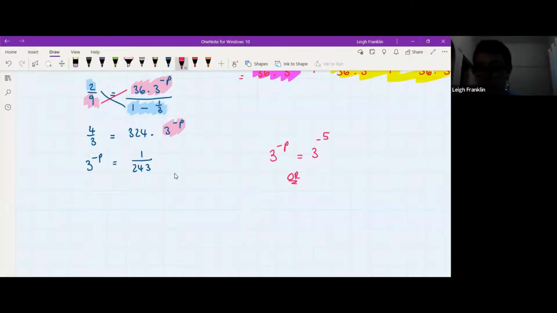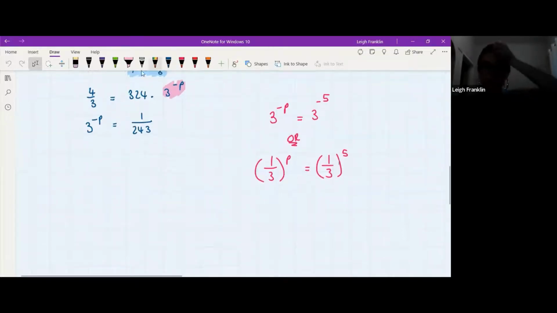Or your other option, there's nothing wrong with this either, is if you go 1/3 to the p, so now it would have a positive exponent, equals 1/3 to the power of 5. You could do that. Both of those would be acceptable in this situation. So we need to equate the bases so that we can equate the exponents. You must show that. It is a vital step. You will get marks for it.